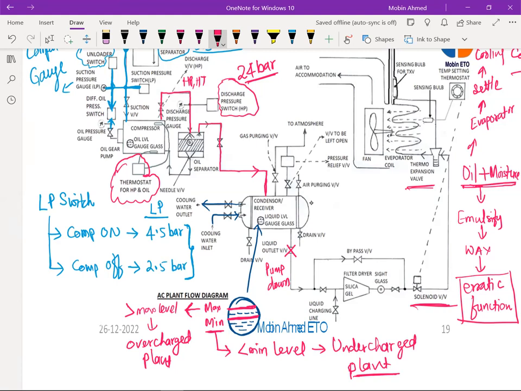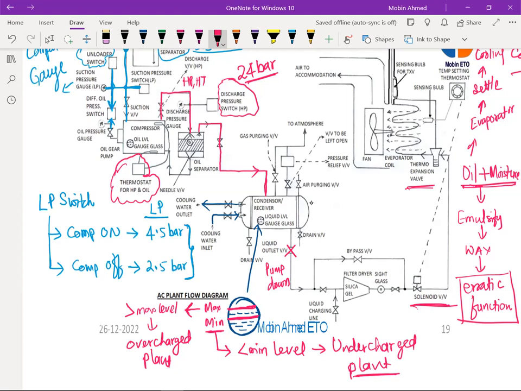Remember this one: many people have the habit that even if the plant is sufficiently charged, they still charge it because cooling is not there. Of course, there is guidance from the chief engineer, because the ETO is not going to work by himself. The chief engineer says just charge the plant. Charging the plant is not an option. There may be some other problem. We'll see that in the troubleshooting.